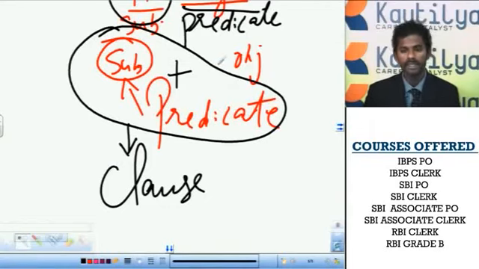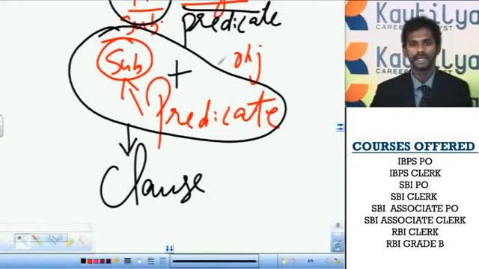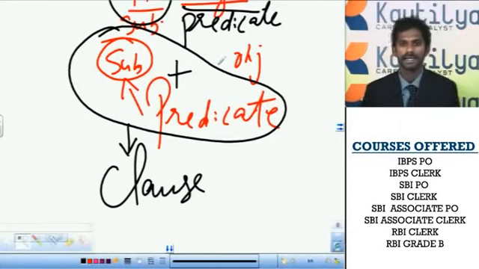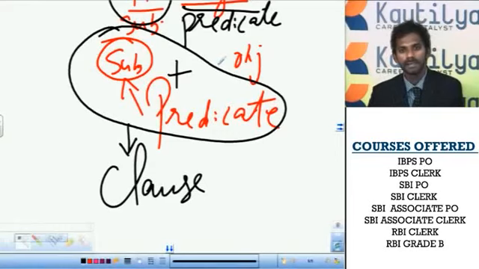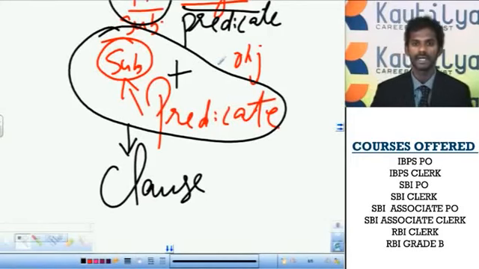Now the only difference between a sentence and a clause is that a sentence always makes a complete sense, whereas a clause may make a complete sense or an incomplete sense. That is the only difference, right? I'll give an example. So as I said, a part of a sentence containing a subject and a predicate is termed as a clause. That means clause is subject plus predicate.